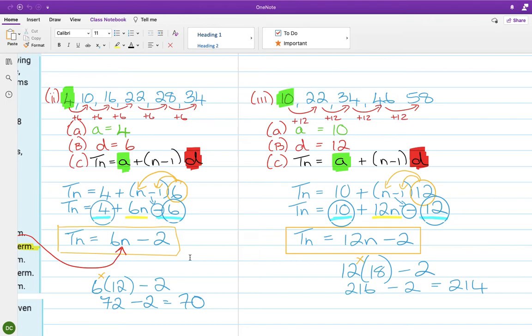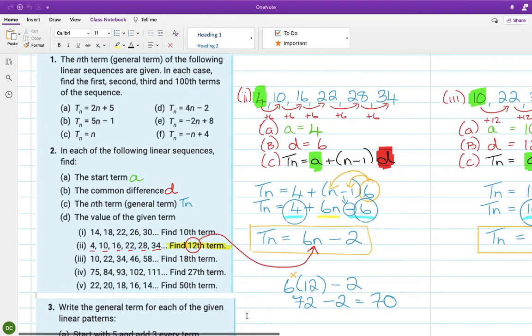Okay? So, yes, it's tricky. Yes, it's algebra, but it's the same thing every single time. Okay? So, for homework, actually, let me mark it first. I want you to do the other two.